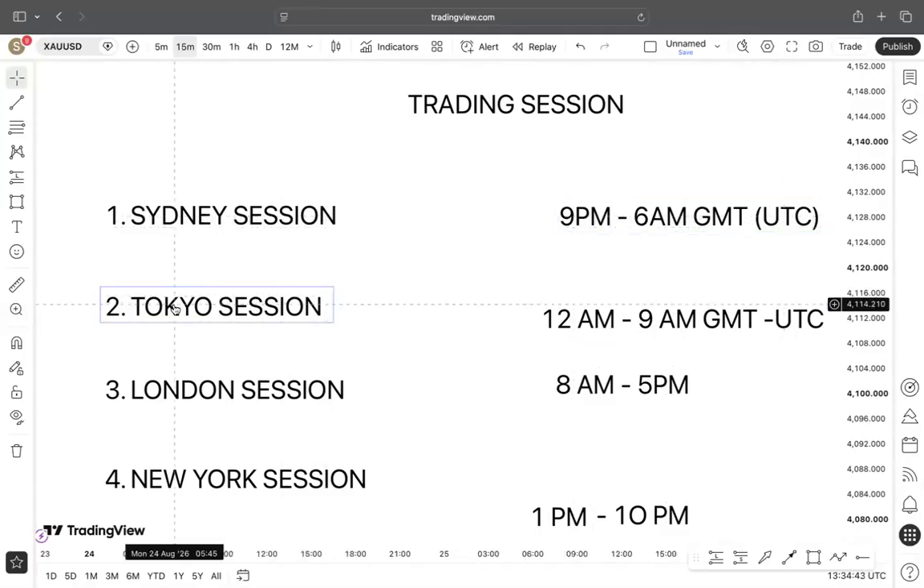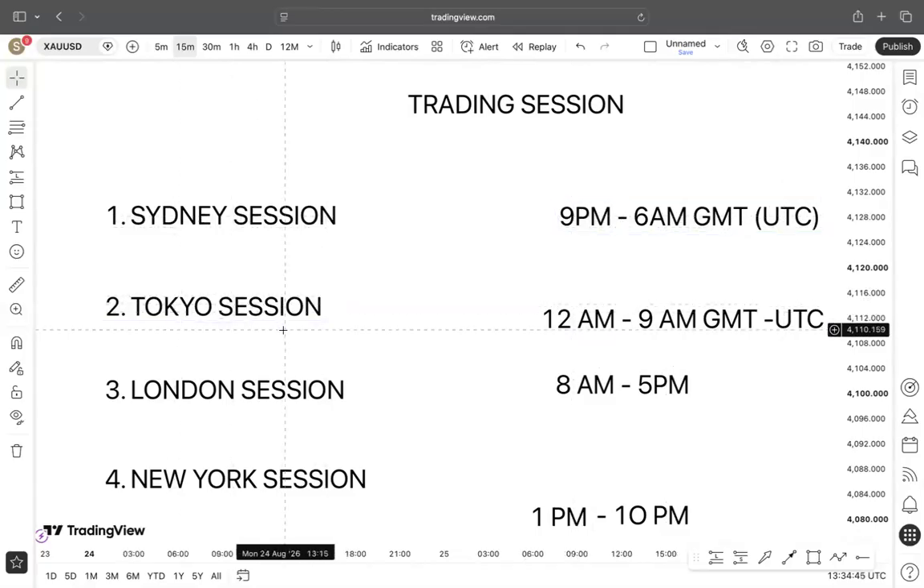And I said the Tokyo session, which is the second session, opens after the Sydney session. It opens from 12 a.m. to 9 a.m. And I said that the Tokyo session overlaps the Sydney session for 6 hours, to allow continuous market activity. And I said for the Sydney and the Tokyo sessions, trading activity is usually moderate.